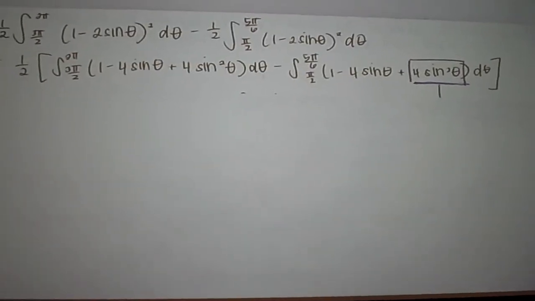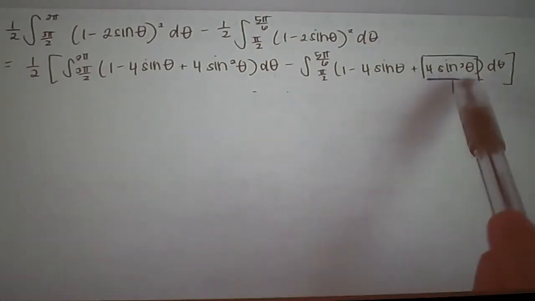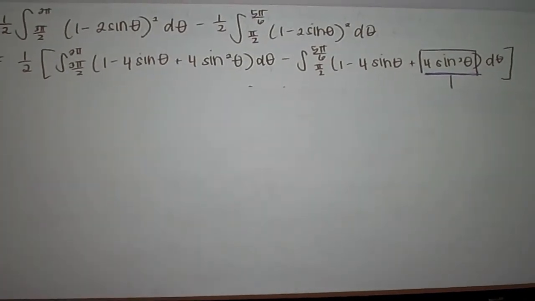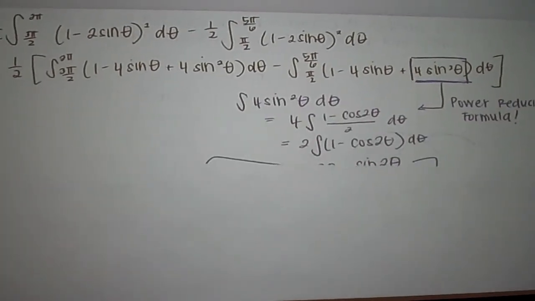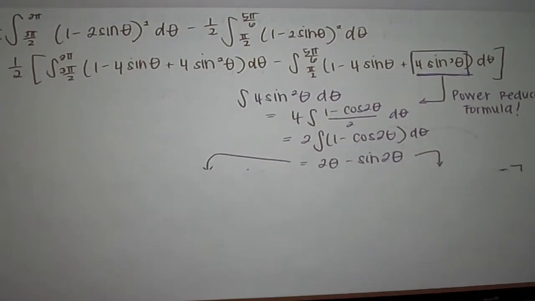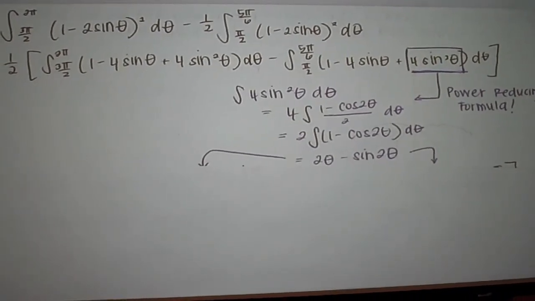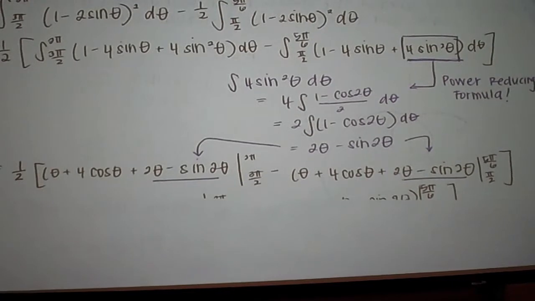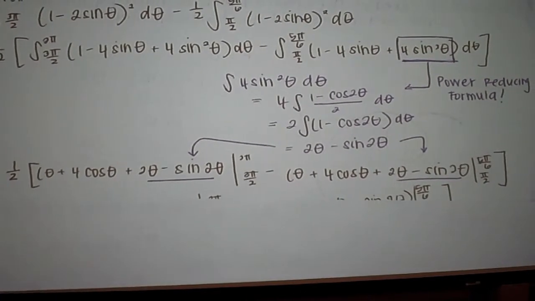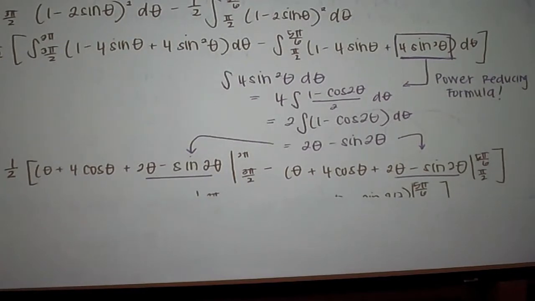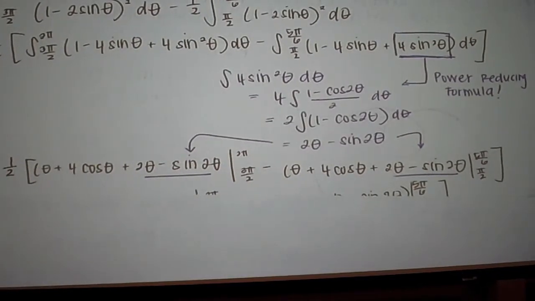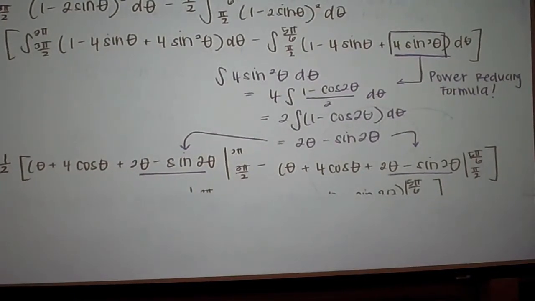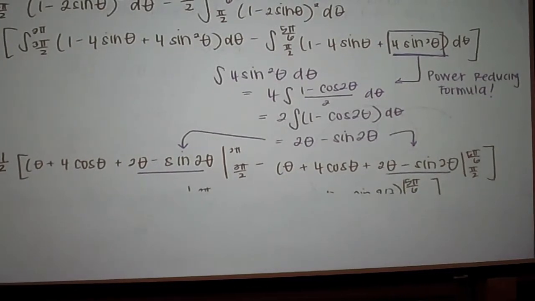Now, we can integrate. And remember right here, for 4 sine squared theta, we can apply the half angle formula, and it will turn into 2 theta minus sine 2 theta when we integrate it. So just keep that in mind for now. We're going to integrate the rest of the problem. We get 1/2 times theta plus 4 cosine theta plus 2 theta minus sine 2 theta between 3 pi over 2 to 2 pi minus theta plus 4 cosine theta plus 2 theta minus sine 2 theta between pi over 2 to 5 pi over 6.